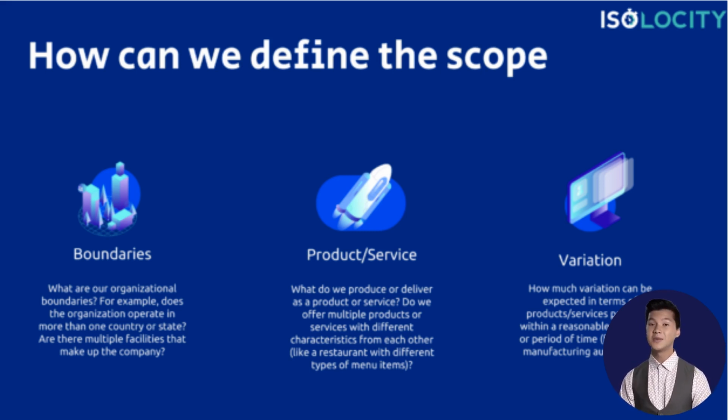2. Product/service. What do we produce or deliver as a product or service? Do we offer multiple products or services with different characteristics from each other, like a restaurant with different types of menu items? 3. Variation. How much variation can be expected in terms of products and services produced within a reasonable timeframe or period of time, for example, manufacturing automobiles?